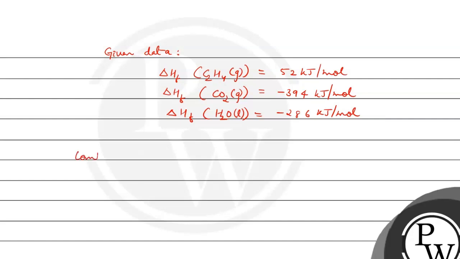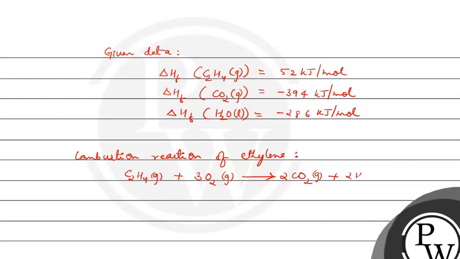First we'll write the combustion reaction of ethylene, which is as follows: C2H4 ethylene in gaseous form reacts with 3 moles of O2 to give 2 moles of carbon dioxide gas plus 2 moles of H2O liquid.